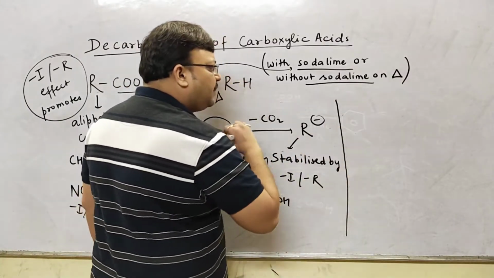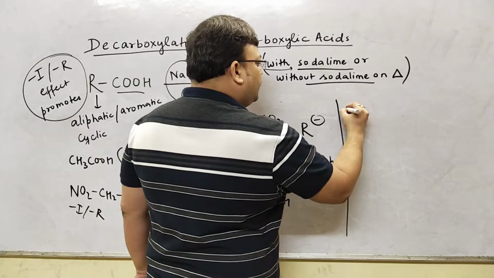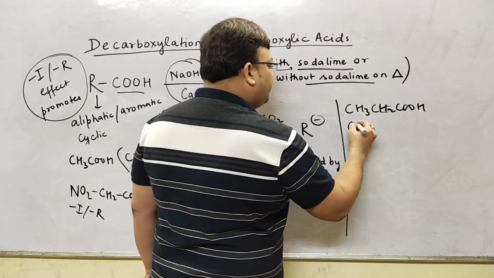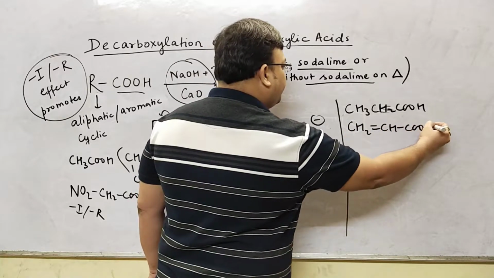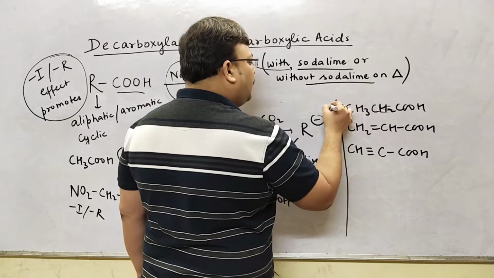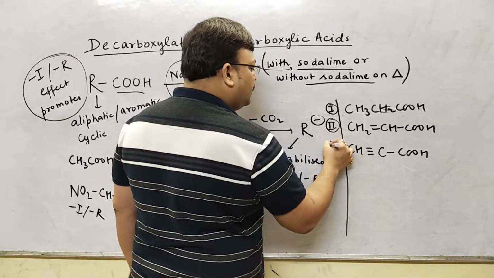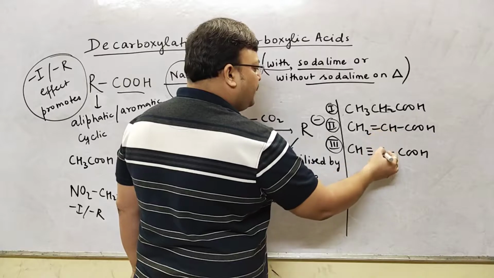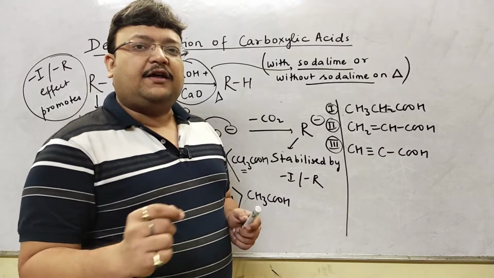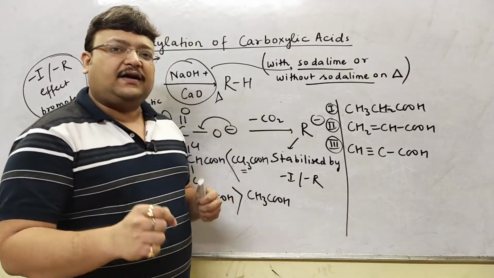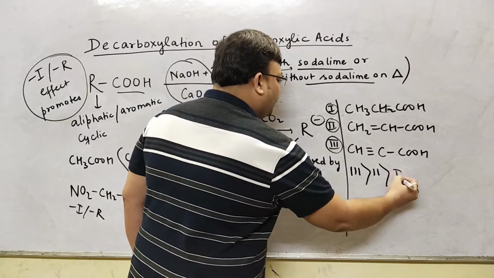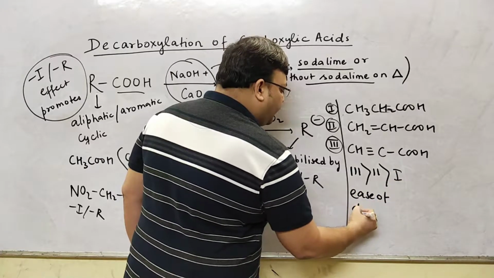Another common question which comes to my mind is, you can have CF3COOH, CF3CH2COOH, then CH2=CHCOOH, then CH≡CCOOH. I'll call it compound 1, compound 2, compound 3. Now this is sp3, sp2, sp. You know sp more than sp2 more than sp3 in percentage s character, electronegativity, withdrawing power. So naturally 3 more than 2 more than 1, and these all will be the ease of decarboxylation.